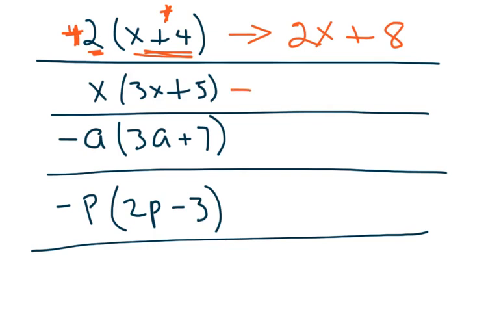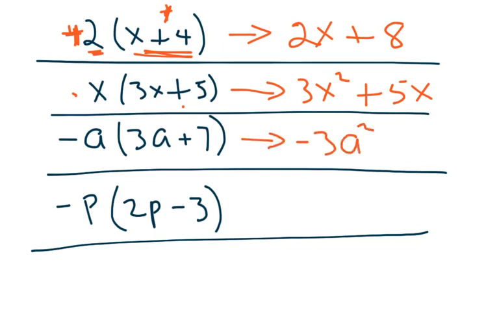But anyway, so next one. x multiplied by 3x is 3x squared, and x multiplied by 5 is equal to plus 5x. So that's a plus x, and it's a plus 5. So it's plus 5x. Minus a by 3. Well, a by a is a squared, and 1 multiplied by 3 is 3, and it's minus. So that's going to give me minus 3a squared. And minus a by plus 7 is going to give me minus 7a.